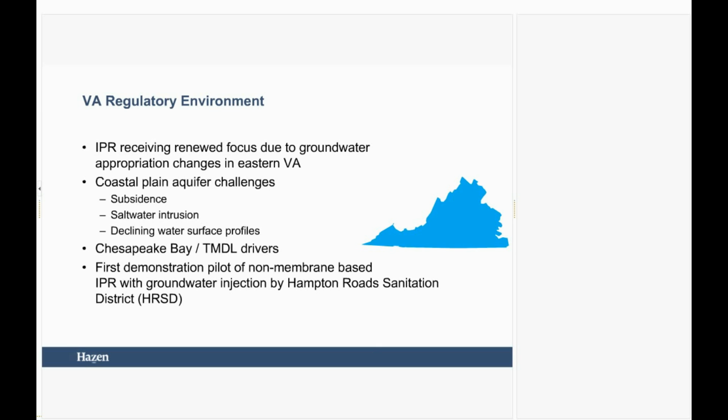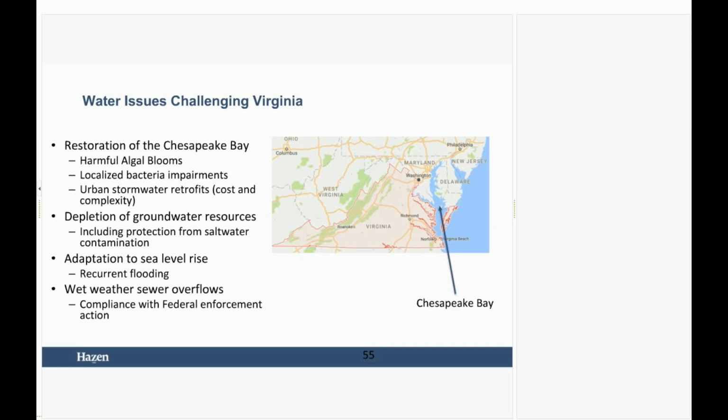There's a picture that you can see where Chesapeake Bay is with respect to Virginia and the states surrounding it. So restoration of Chesapeake Bay is a big issue, impacting the groundwater resources, and depletion of groundwater is an issue. Seawater level rise is an issue. A lot of those areas around Chesapeake Bay are quite low lying, and sewer overflow, wet weather sewer overflow issues are also an impact for Virginia.